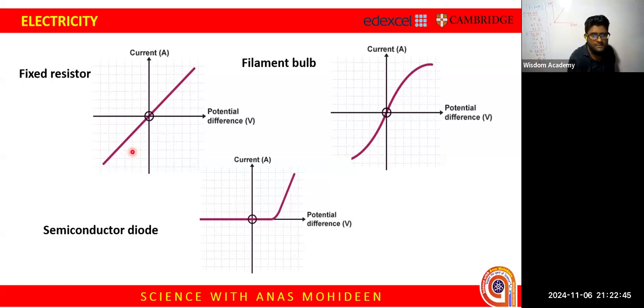But when you come to a filament bulb, have a look at the second diagram. In the filament bulb, you can see when the potential difference is increasing, current is also increasing. But after a maximum value, you keep on increasing the potential difference, but the current is not increasing much. Can you see here, very quietly it is increasing?